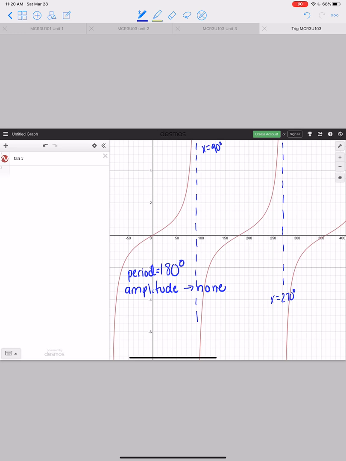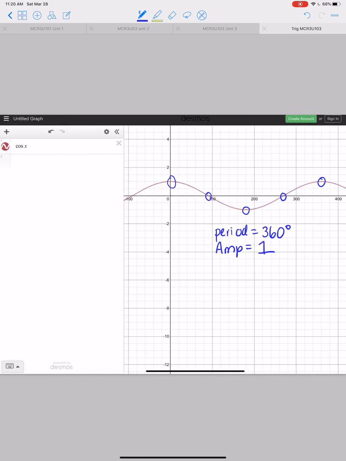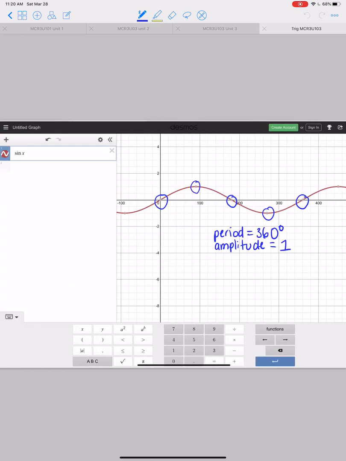Please know those functions, learn some key points to memorize, and if you have any questions, of course, always ask.